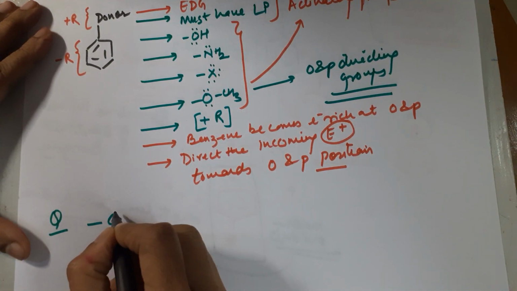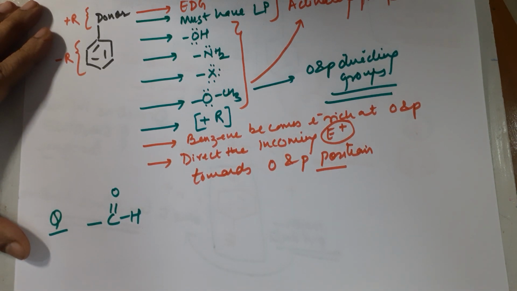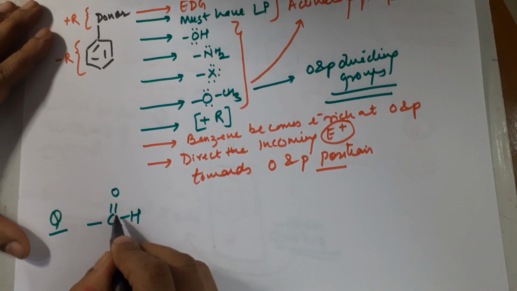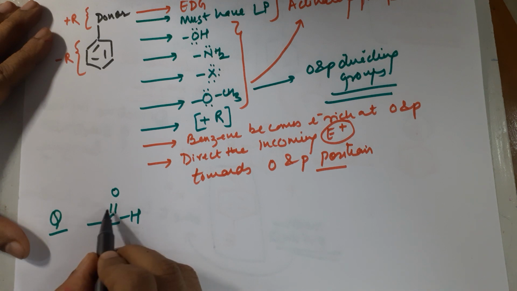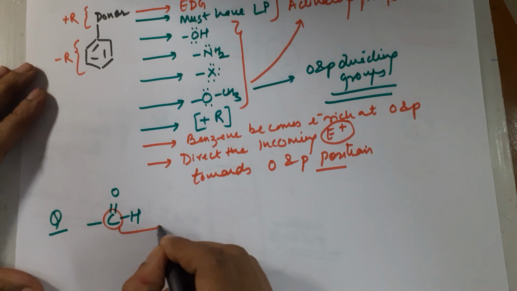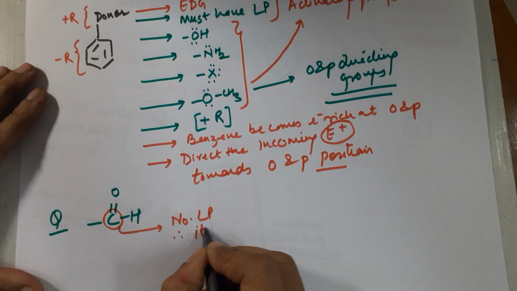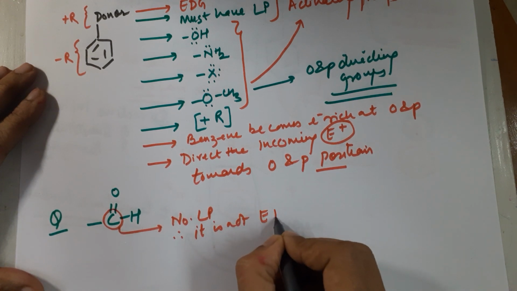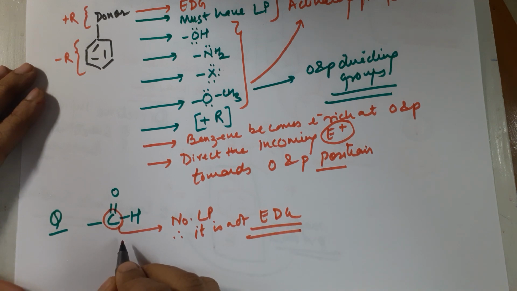Now I leave you with a question: is a CHO group a donor group or not? If this CHO group is attached to benzene, have a look at the atom attached to benzene, which would be C. C has how many electrons in the outermost shell? 4. 1 would be attached to the benzene ring, 1 to H, 2 to oxygen, which means your carbon has no electrons left. Since it has no lone pairs, it is not an electron donating group. That means it will not show you a plus R effect.